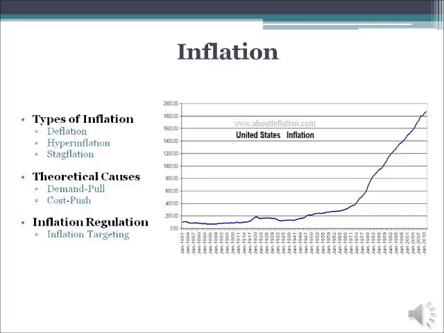Deflation indicates the dollar buys more goods and services. Hyperinflation is an unusually rapid inflation, and if too great, it can break a monetary system. Stagflation is a combination of high unemployment and economic stagnation while inflation is occurring.